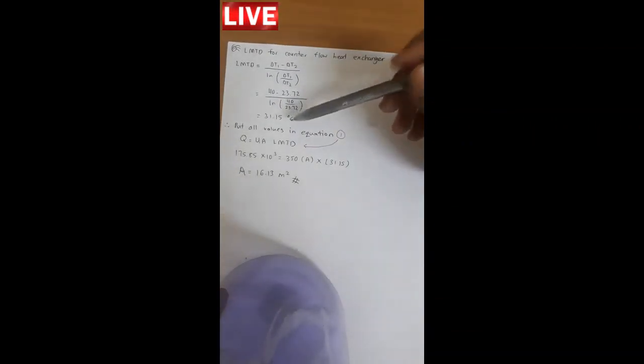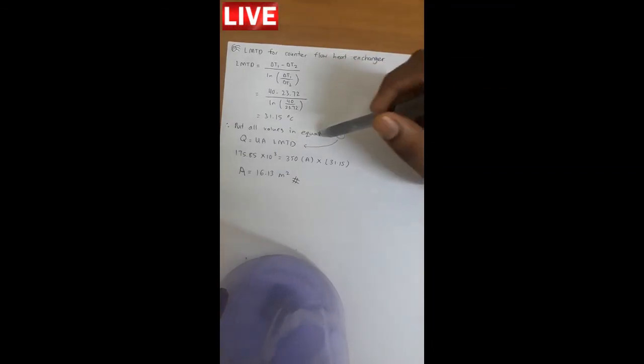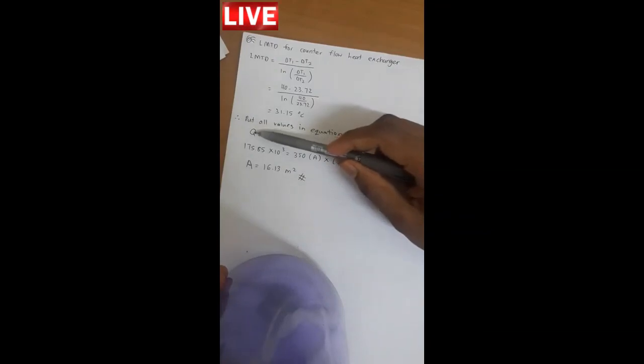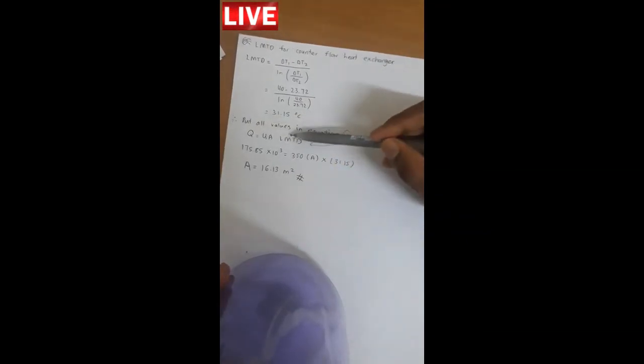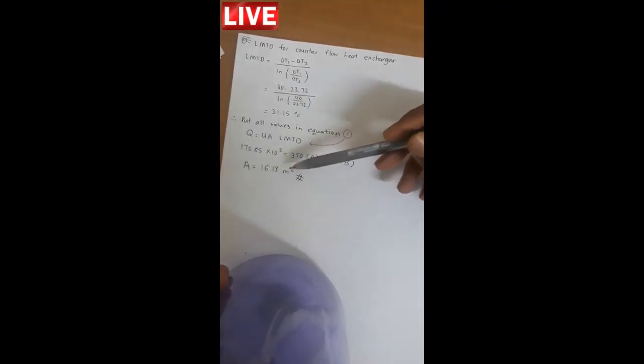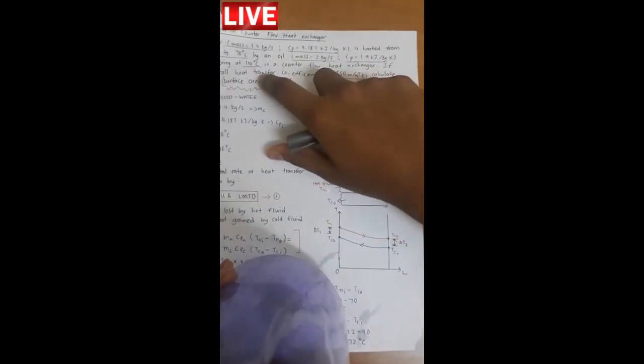Finally, you have to put all the values in the equation stated before. Substitute the Q value, U value, and LMTD value. Then you can get the surface area, which is 16.13 square meters. So the answer is 16.13 square meters.